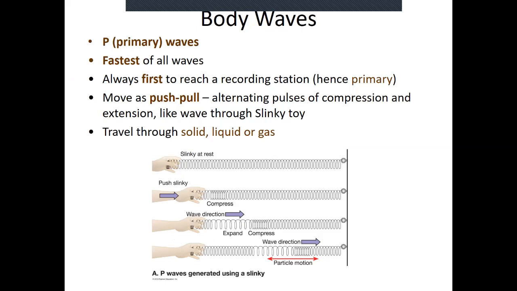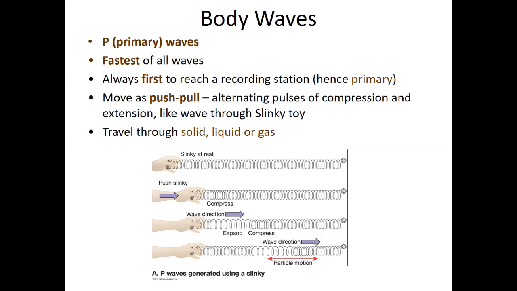Now, first we're going to look at body waves. There's two types of body waves, P waves and S waves. You can think of P waves, the P for primary, because they're the fastest of all waves, and they're the first wave to arrive at any location on Earth after an earthquake, hence primary. They move as a push-pull wave, which is alternating pulses of compression and extension in the rock, or they can travel through liquids, because all materials can be compressed and expanded.